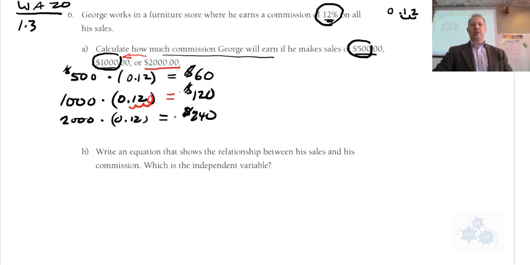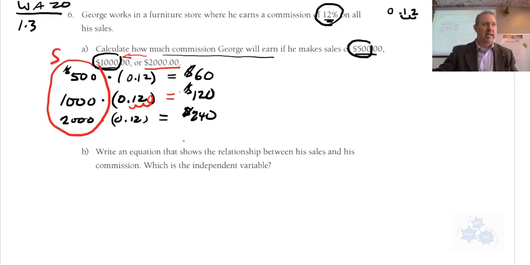Write an equation that shows the relationship between his sales and his commission. Which is the independent variable? Okay, so first of all, let's write an equation. Let's summarize, guys, what we've done here. In all three of these examples, that's S. This is the sales, right? The money that the sales are worth, and we've multiplied it by the same number, that's 0.12.